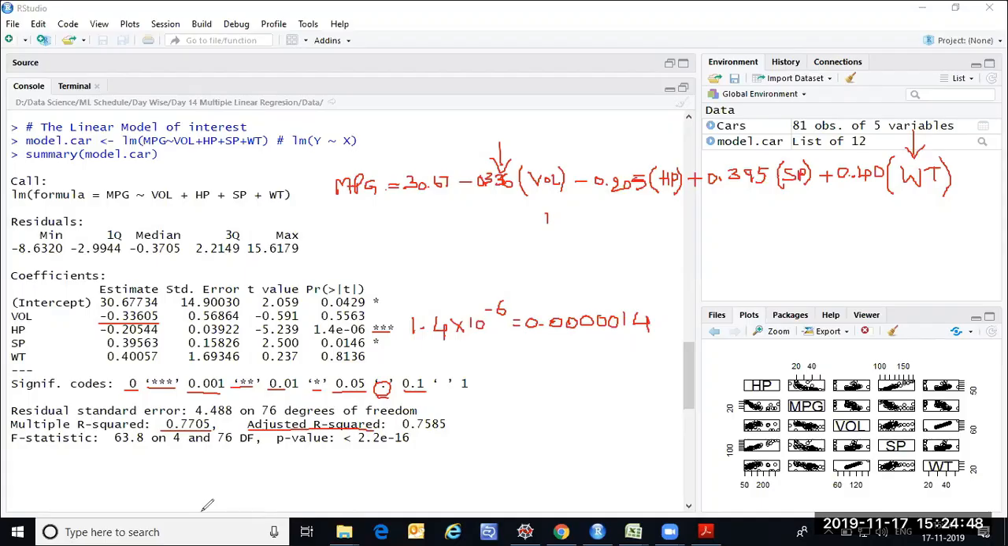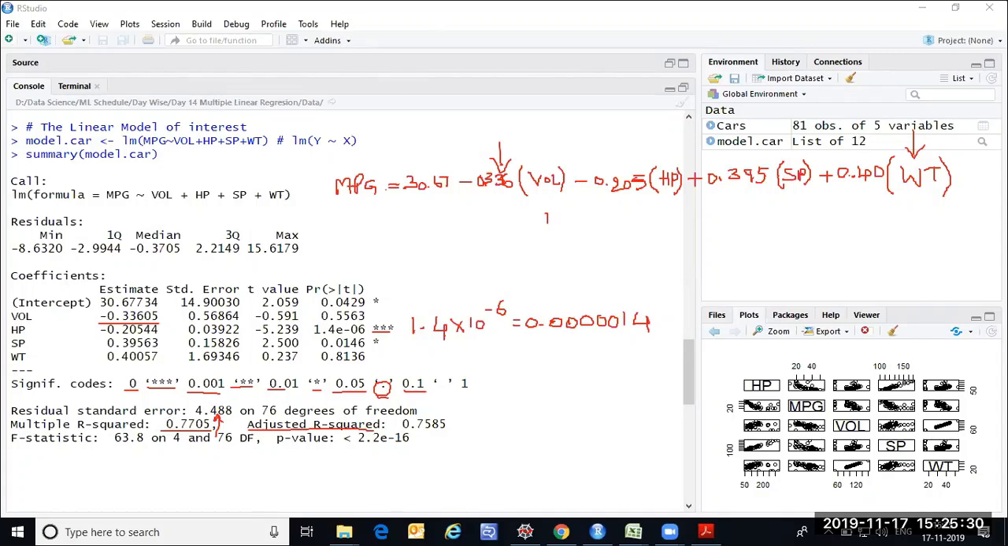Multiple R squared value, irrespective of the relevance of the new variable that you are adding to the equation. So far you have 4 input variables: volume, horsepower, speed, and weight. Let us say you got some new variable, and you added that to this equation. Irrespective of the relevance of the new variable, multiple R squared value will keep increasing, or at most, it would stay at the same value. It doesn't decrease.